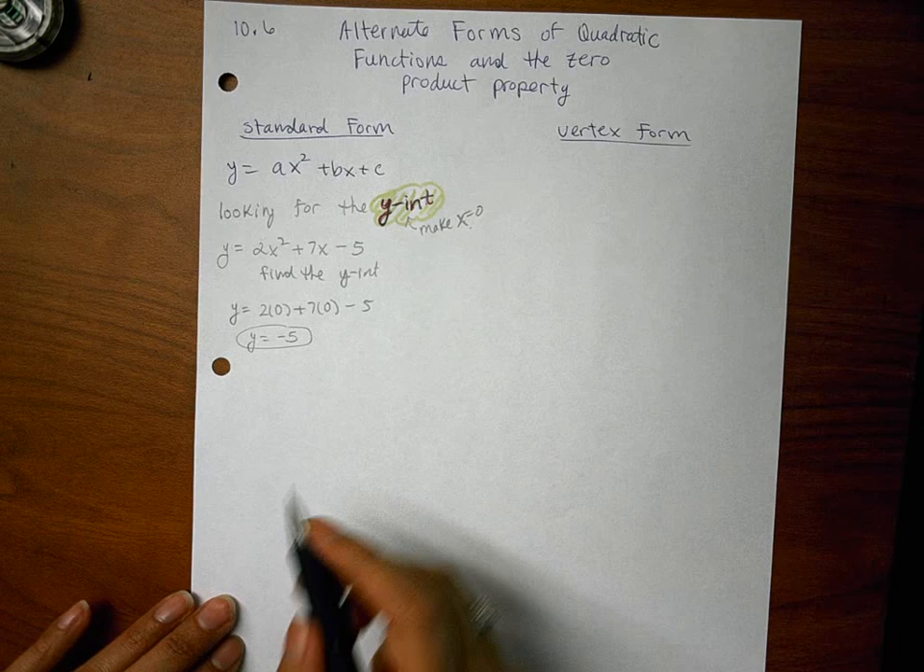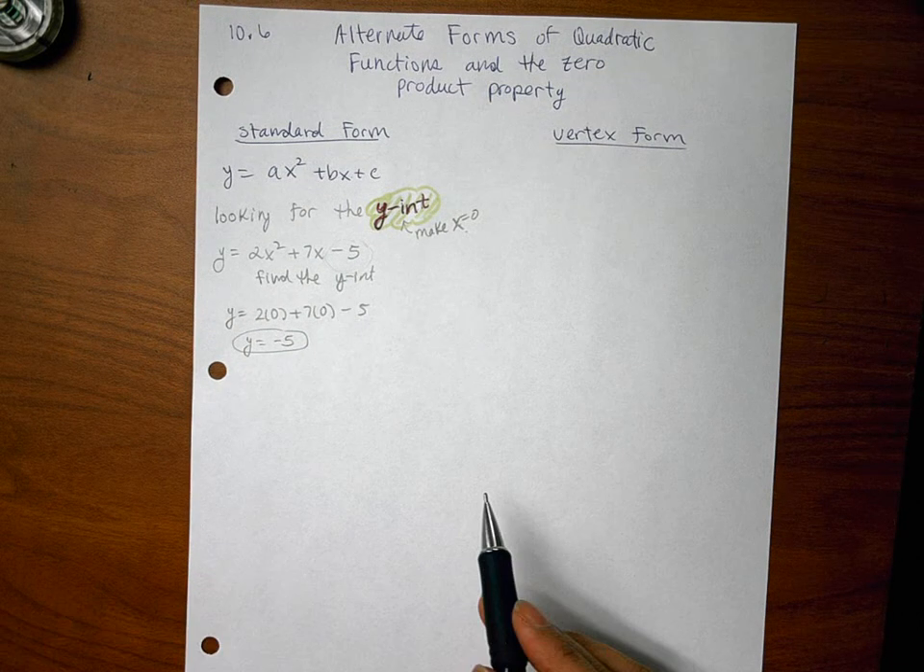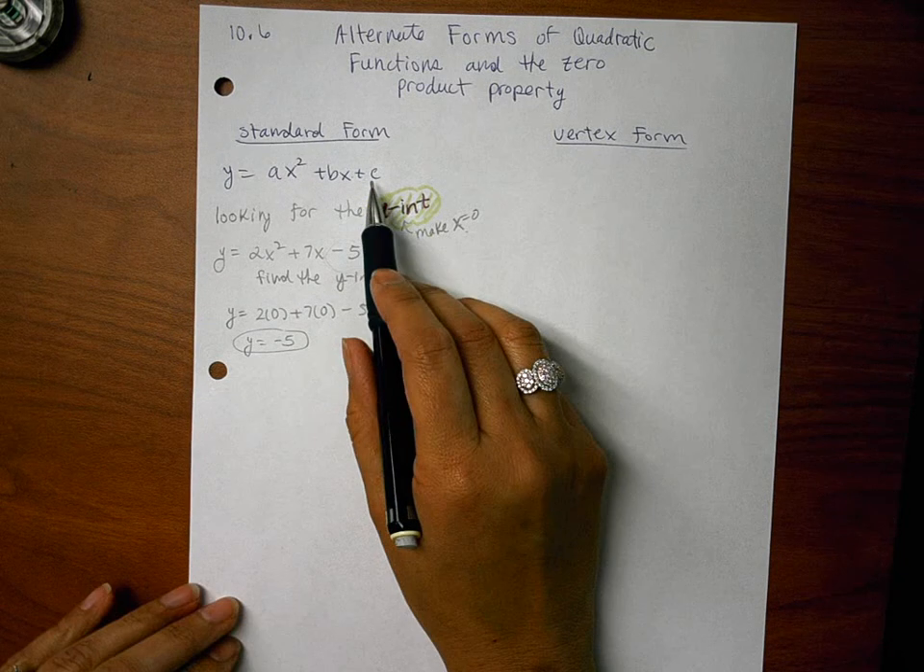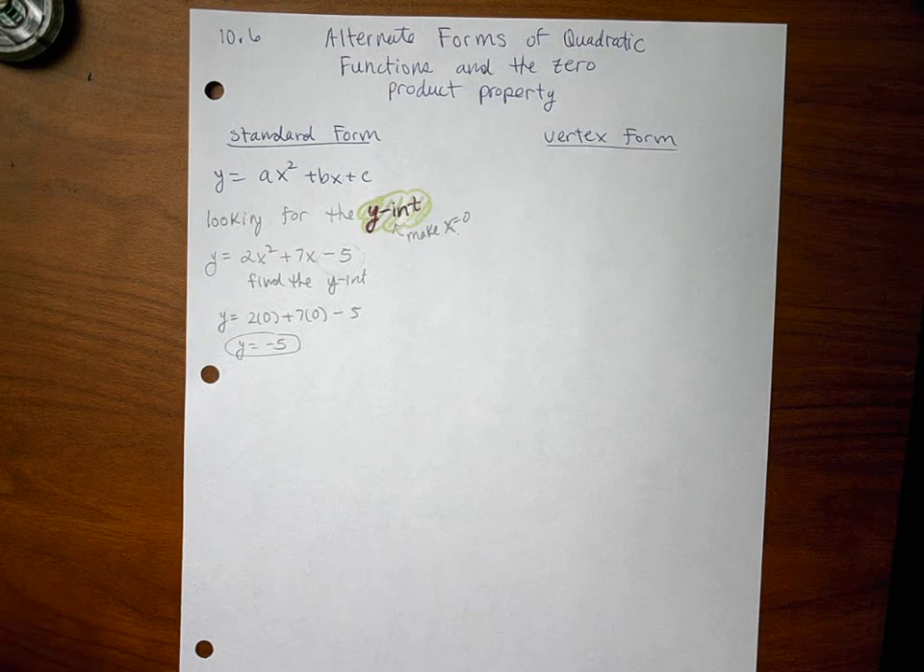Now, a lot of kids will just say, well, I don't need to show all that work because it's just my last number. So standard form is really nice if you're looking for the y-intercept, because you just have to look at the last constant that has no variable, and that is your y-intercept.